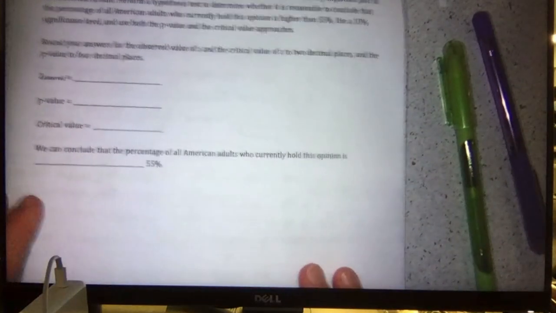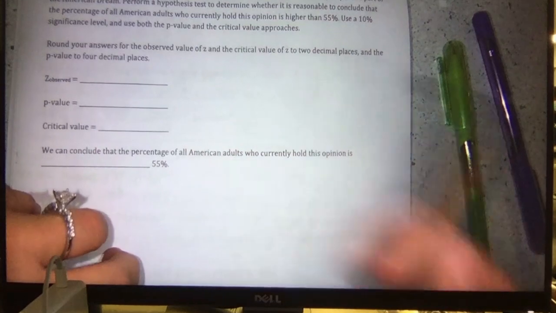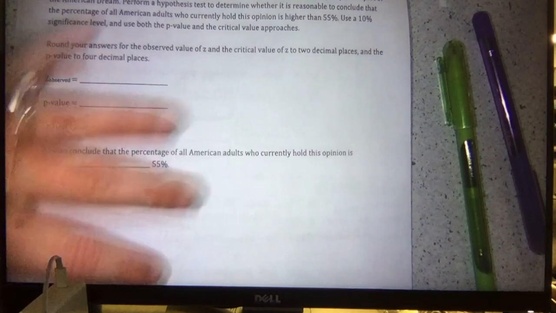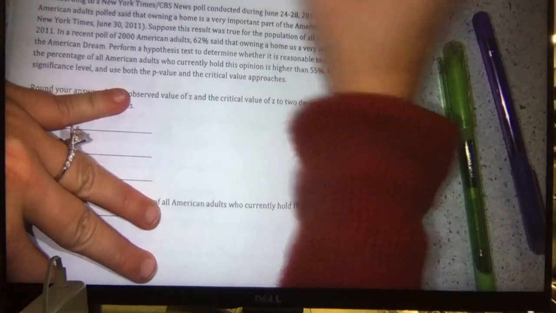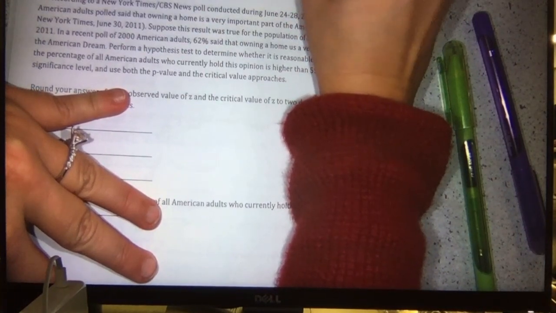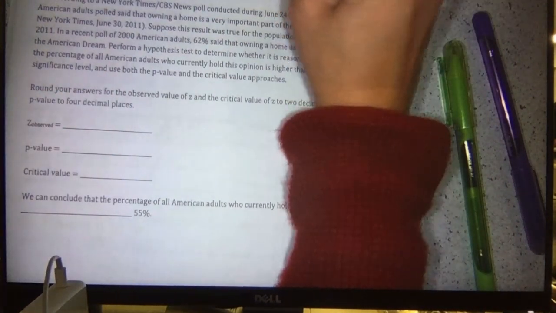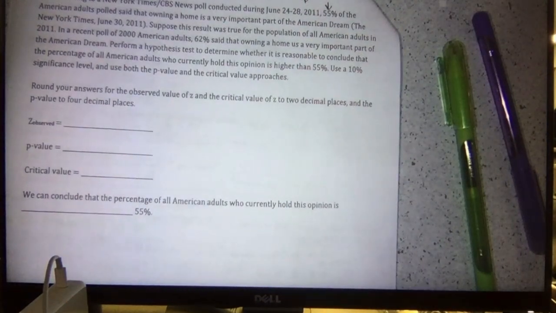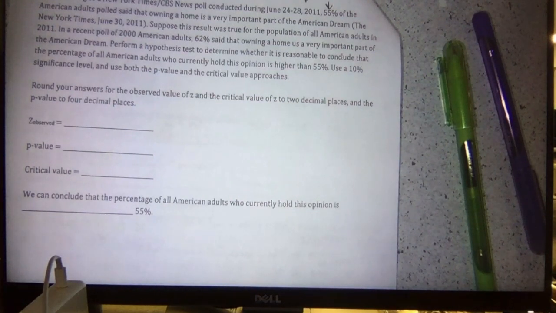According to the New York Times, in a CBS News poll conducted June 24th to June 28th, 2011, 55% of the Americans, so boom, right there, 55% tells me it's going to be proportions, which means we're doing p-values and q's and all that good stuff. Of the American adults polled said that owning a home is a very important part of the American dream. Suppose this result was true for the population of all American adults in 2011.